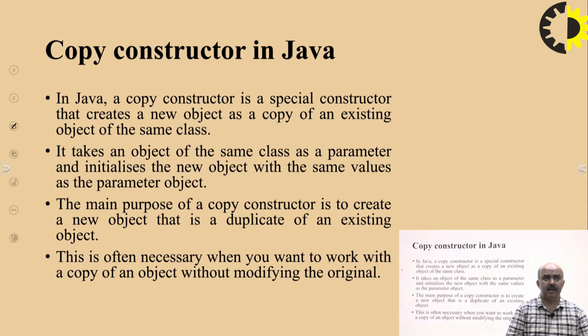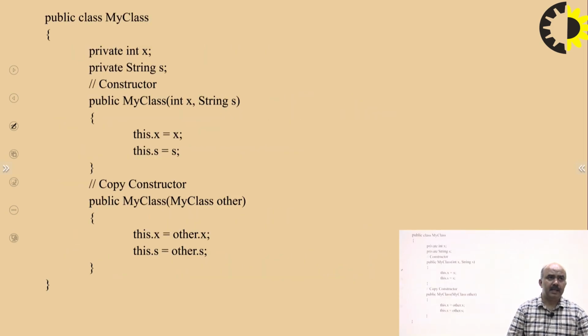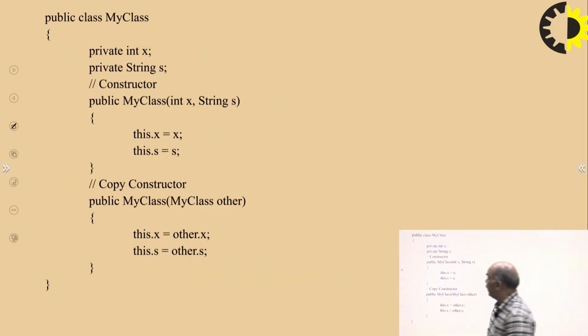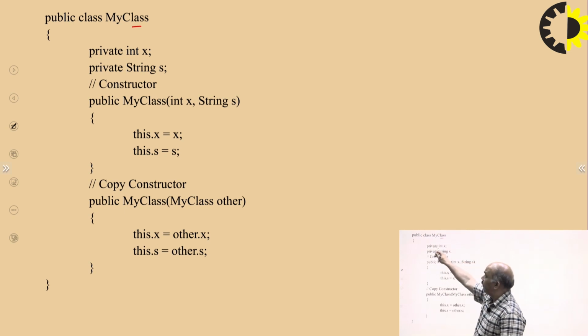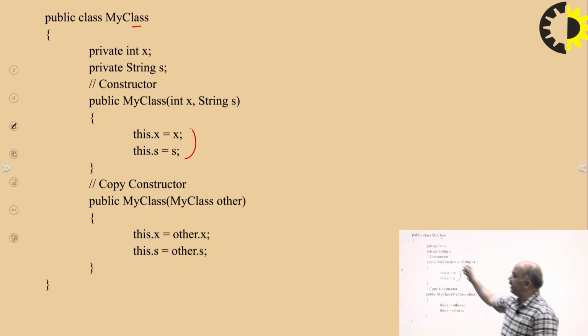So, in this example, we have taken a public class, MyClass, with a private int x and a private String s. Now we create a constructor, public MyClass(int x, String s), so the x and s values have been defined. Now we are creating the copy constructor here.